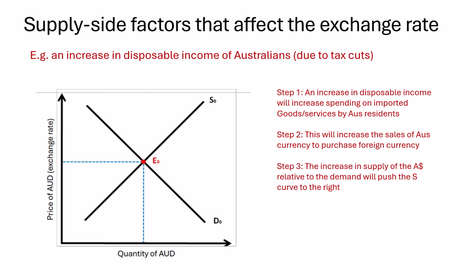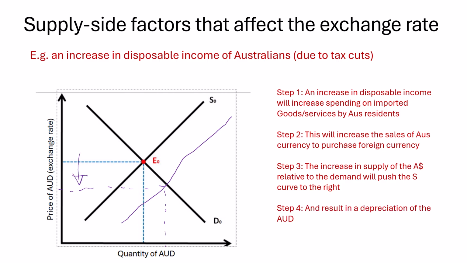How does that affect our S&D curve? Well, it pushes supply, the sale of our currency, to the right. And so when we draw our new equilibrium point, we can see that the price of our Oz currency has fallen, depreciated.